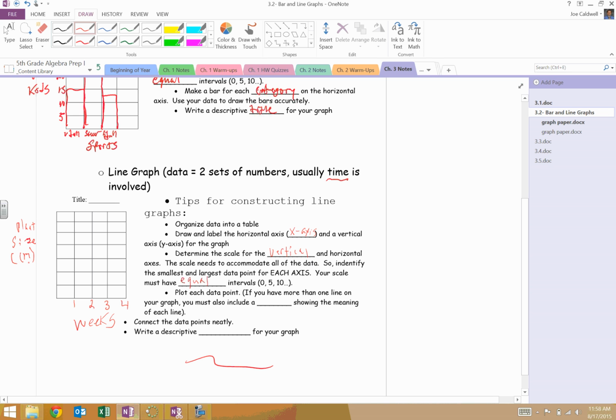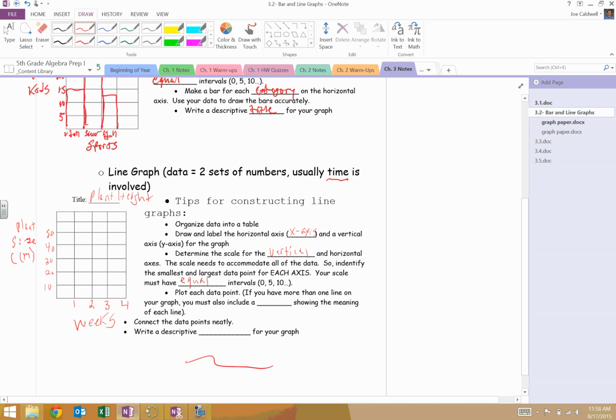And so let's say that my highest data point is 50 centimeters or something. Well, I can't go up by ones. I don't have enough lines. So maybe I'll go up by tens instead. 20, 30, 40, 50. So each side can have its own scale. And of course, I should have a label, plant height, something of that nature.